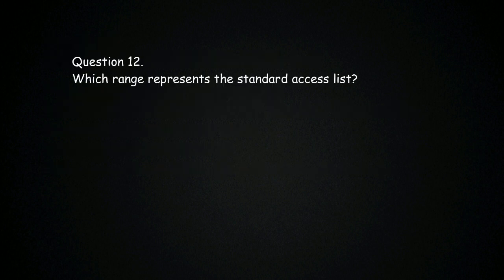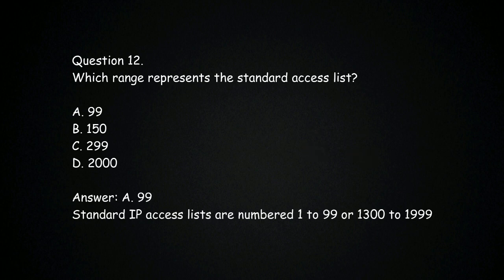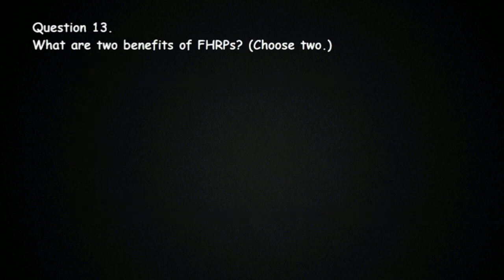Question 12. Which range represents the standard access list? Options. Answer is A, 99. Standard IP access lists are numbered 1 to 99 or 1300 to 1999. Question 13. What are two benefits of FHRP? Choose two. Options.